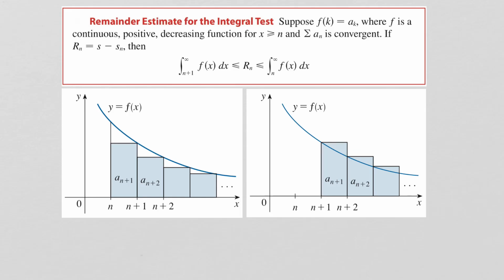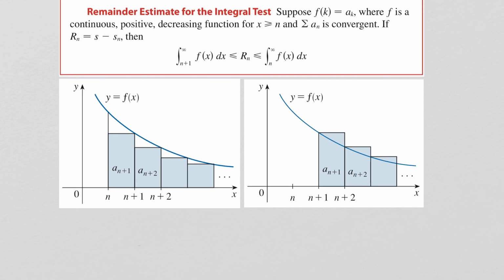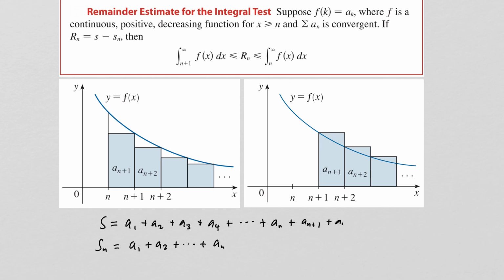Now, let's understand what the remainder actually is equal to. So S is the sum of the series, which is a_1 plus a_2 plus a_3 plus a_4 plus so on, forever. S_n is the sum of the first n terms of the series. So the sum of the series goes up to the nth term, and then it continues on after the nth term, right? Again, it goes forever.